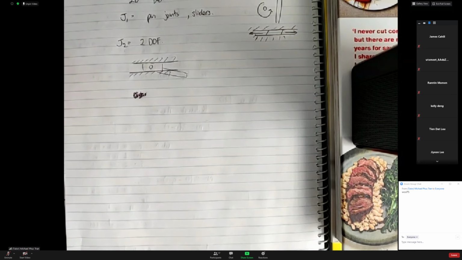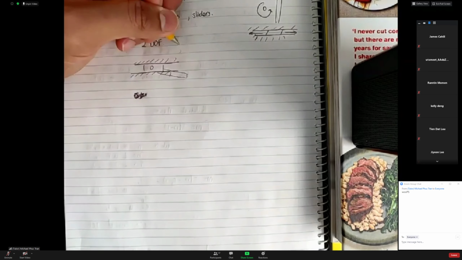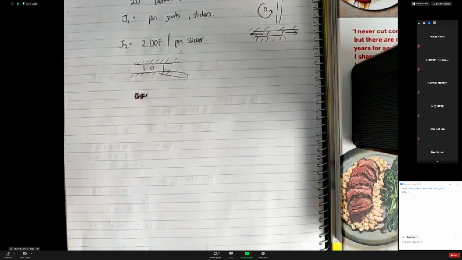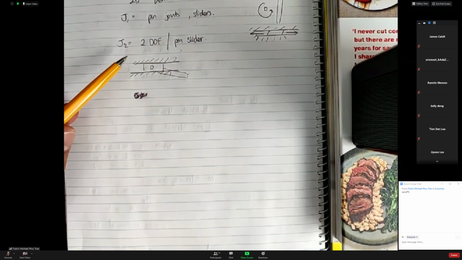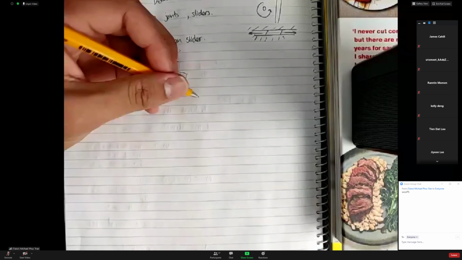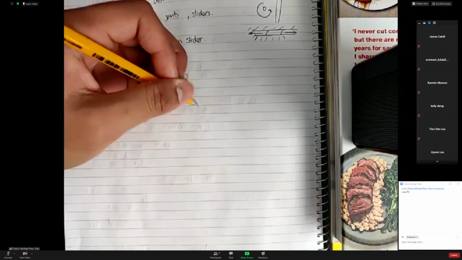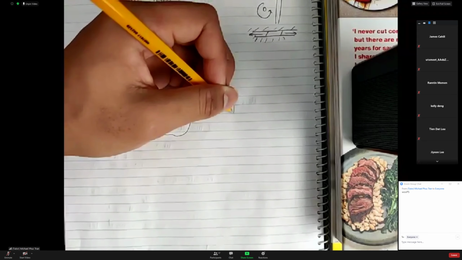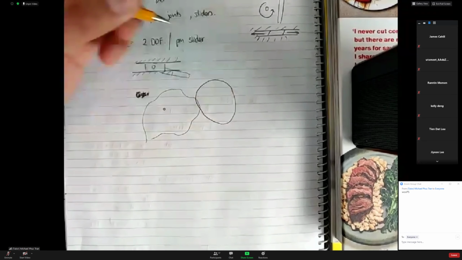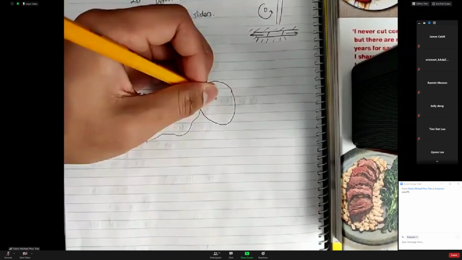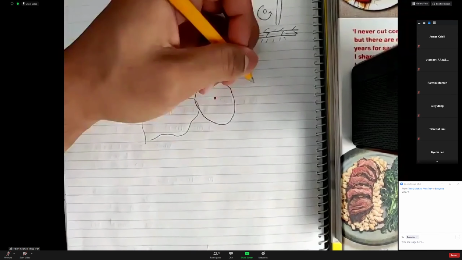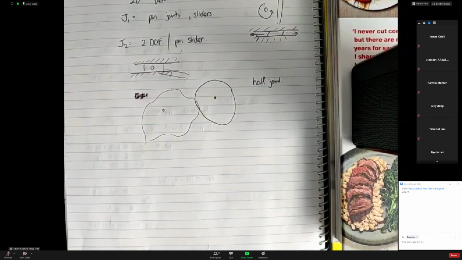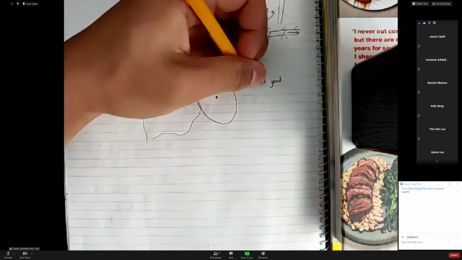And another example of a two-DOF joint is something called a half joint. So if you have one body there and another body there, their contact there is something called a half joint. And that would be two-DOF.